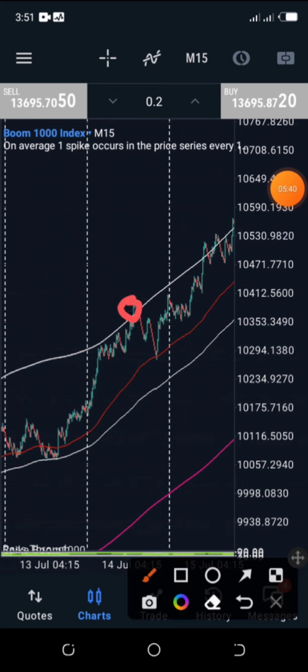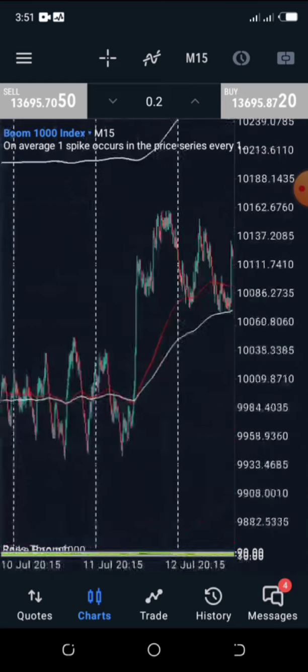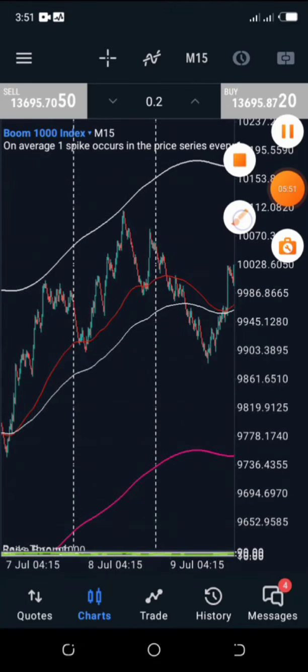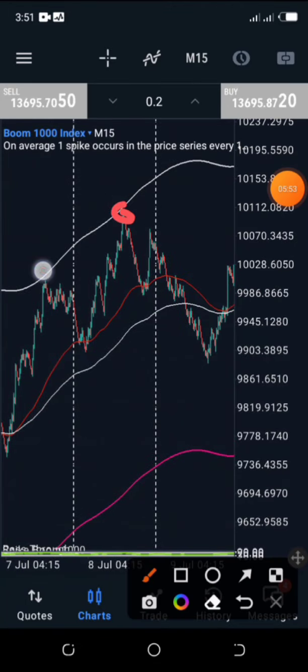You can see this touches the white, touches the red, but didn't touch the white. So since you have 2 TP, you are still profitable overall. Do you get that? So this is very close. As you can see, this is very close and this is very close.